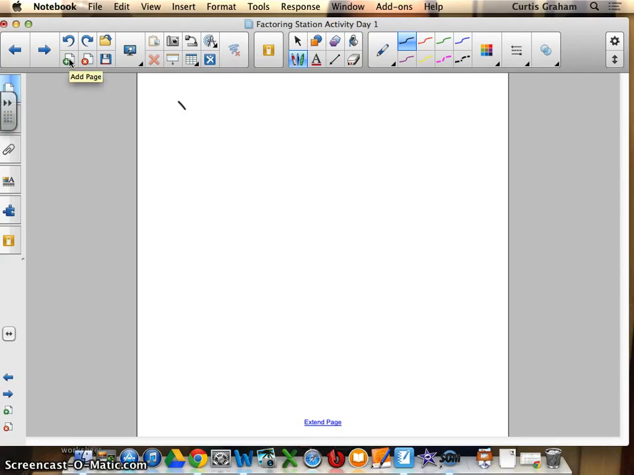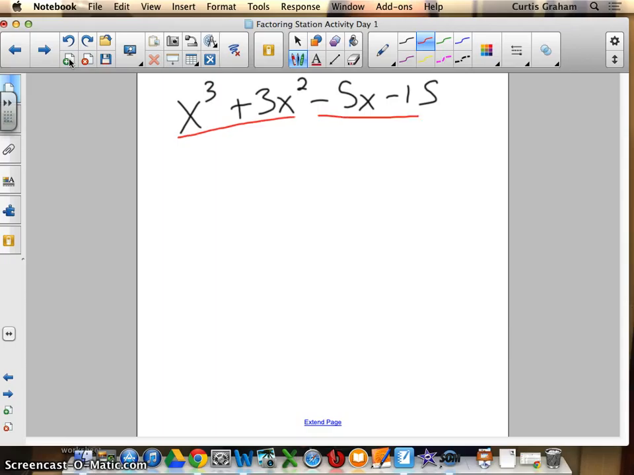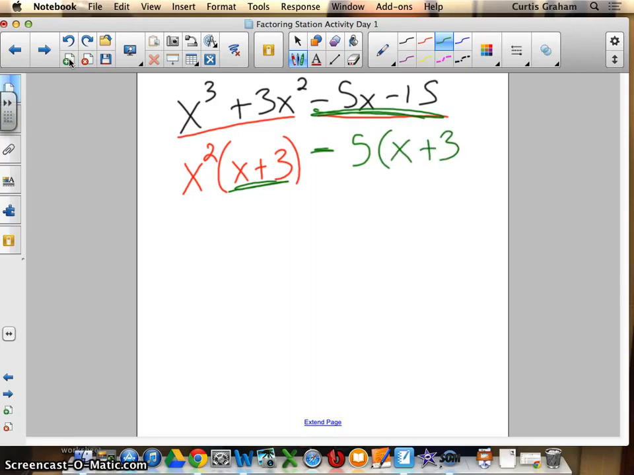All right, first example is x cubed plus 3x squared minus 5x minus 15. What we're going to do is split this up into 2 different groups and then factor out the GCF in both of those groups. So in our first group, I see that we have an x squared in common, leaving us with x plus 3 on the inside. And over here, I notice we have a negative 5. Notice I said a negative 5 because I want to end up with the same thing right here. So if I take a negative 5 out, that leaves me with an x and a plus 3.